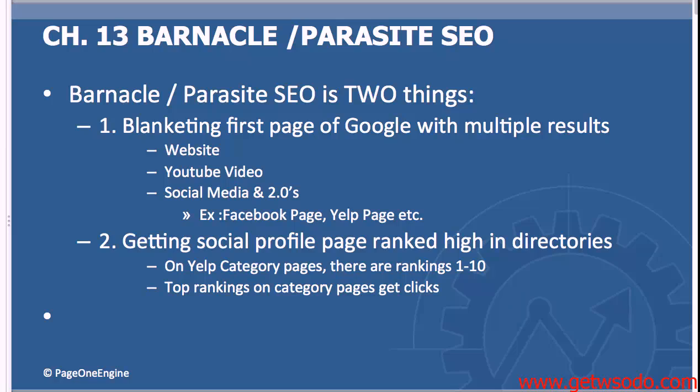So, Barnacle, or Parasite, SEO is two things. First, it's where you can blanket the first page of Google with multiple results. So not only are you ranking your website, you're also ranking a YouTube video, a Facebook page, a Yelp page, and any other popular social media sites or Web 2.0s. In a perfect world, you really could rank in the top 1 through 10 spots and own the whole page. It just takes a lot of work. So let me show you a quick example of this.